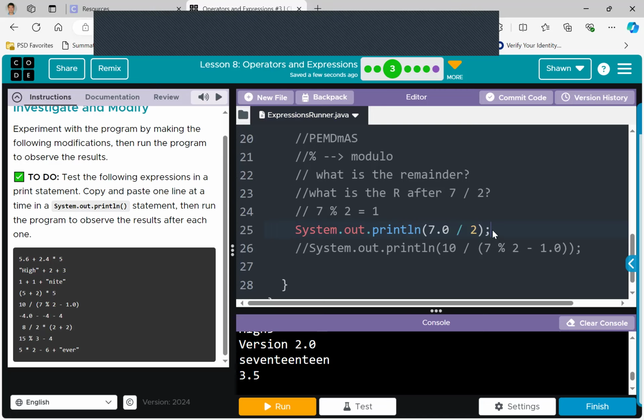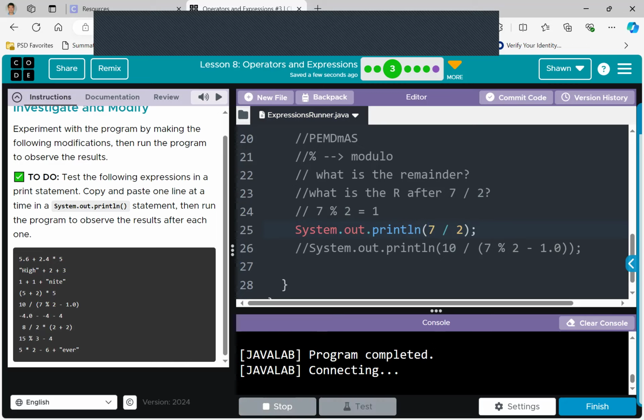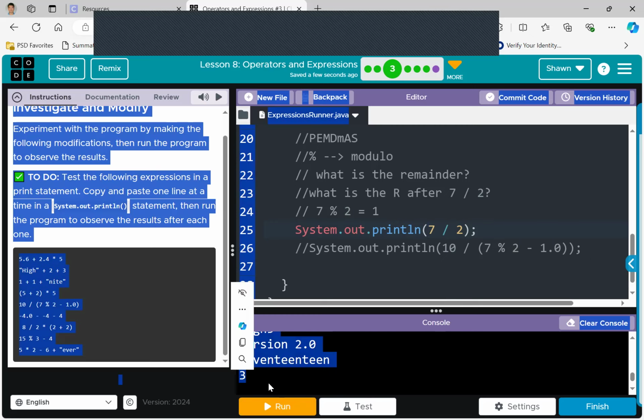So again, Java likes to prioritize not truncating if you give it a decimal and divide it or do something with an integer along with it. But if I did just 7 divided by 2, as we've seen before, you're going to get the answer 3. And there it is. See?